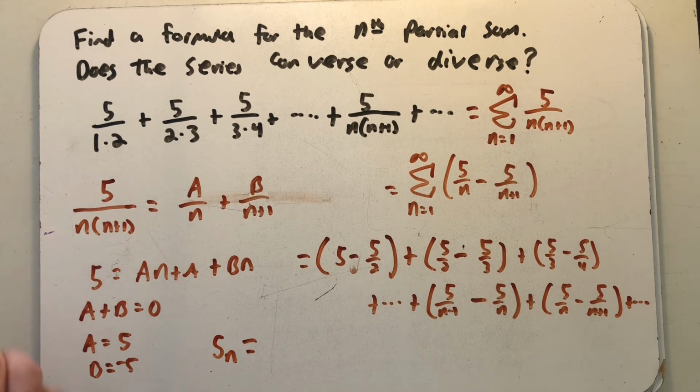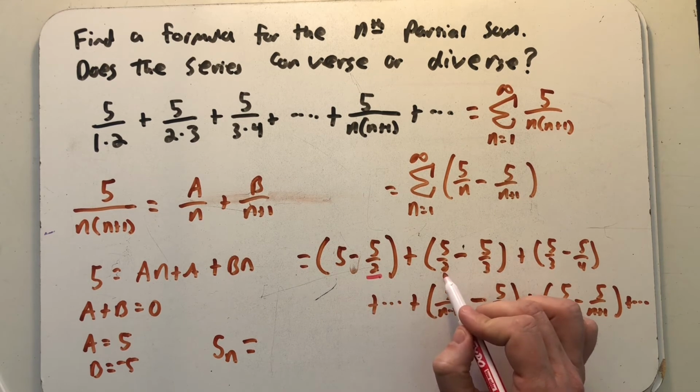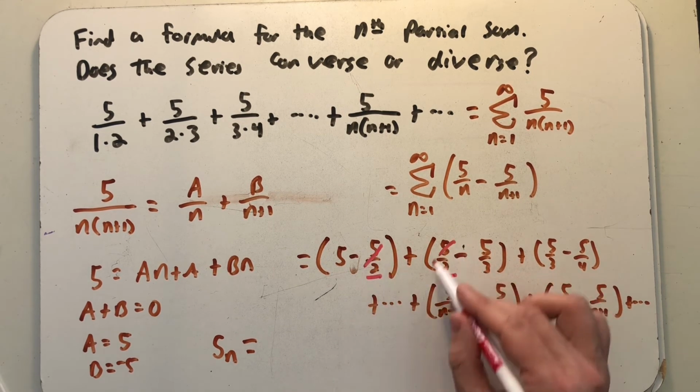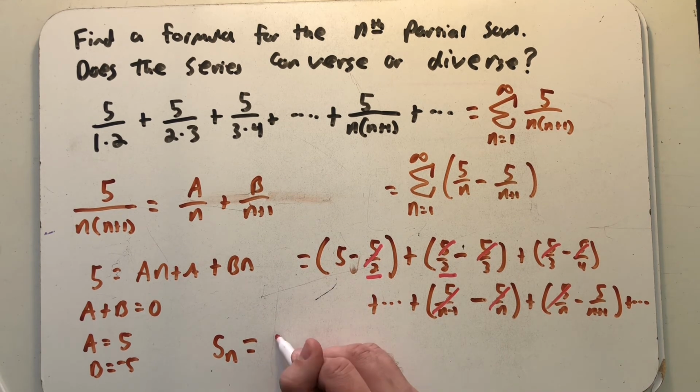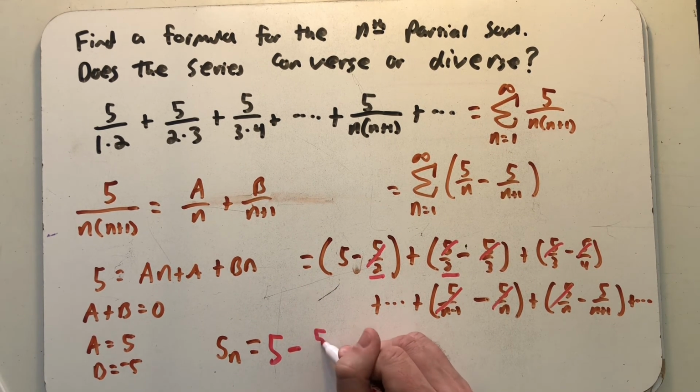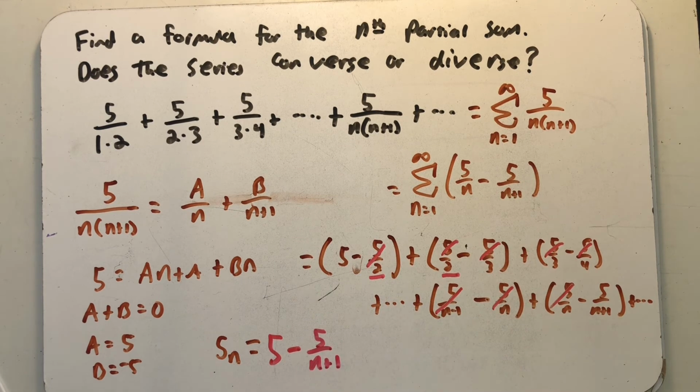The really cool thing that's going on is this one ends at a minus 5 halves and the next term begins at a positive 5 halves and they cancel. And in fact, they all cancel. The next term would start at 5 fourths until I get to that last spot. And so I have the original 5 minus 5 over n plus 1. If you add the first two terms together, you'd plug in a 2 and you get 5 minus 5 thirds, and that's the second partial sum. And you keep going out and you're always getting that.